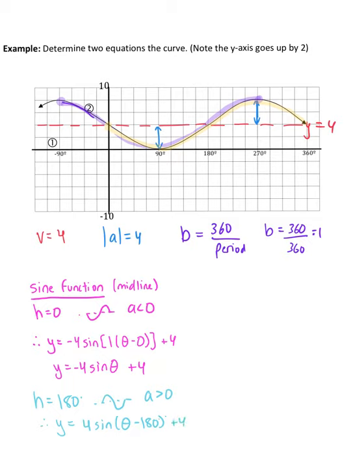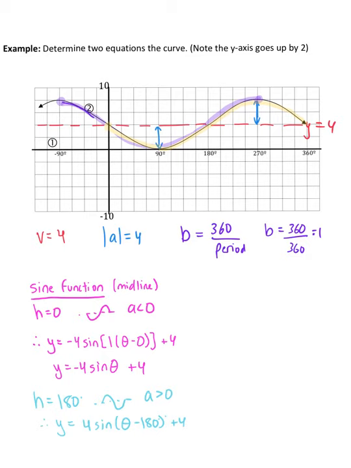So we have identified two possible sine functions that model this curve. Both would be correct. They both have the same amplitude. They both have the same b value. They both have the same v value. The h values are different, but they are both correct, and they match with if the a value is negative or positive.